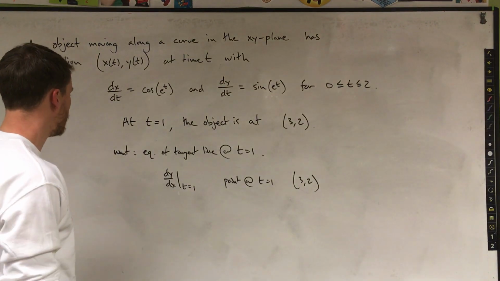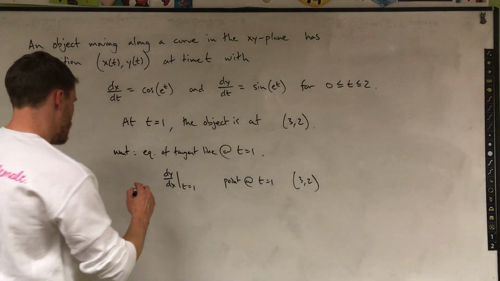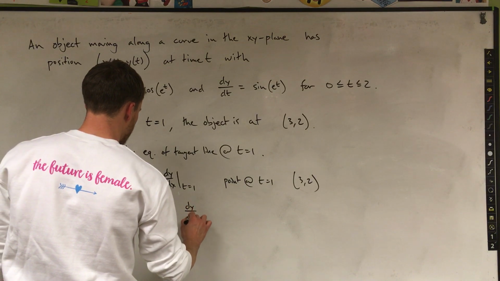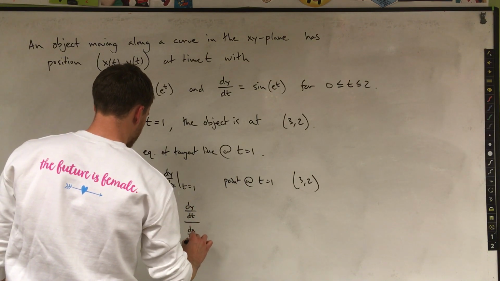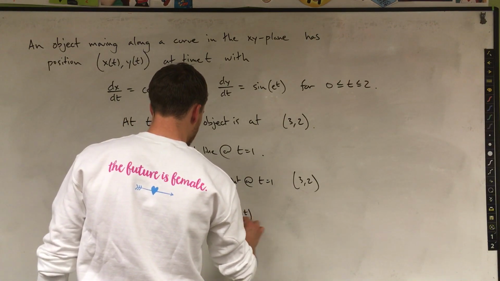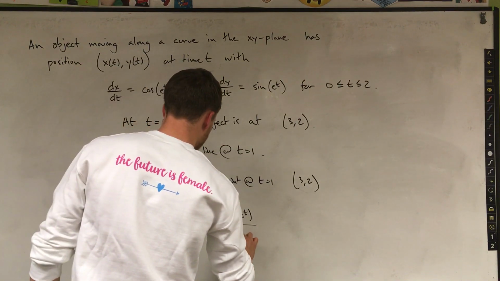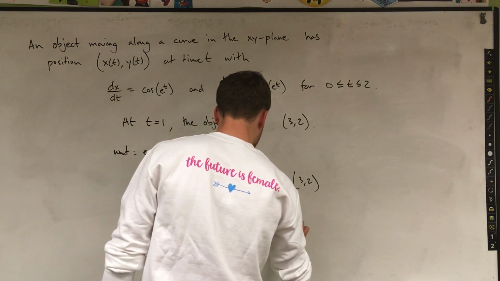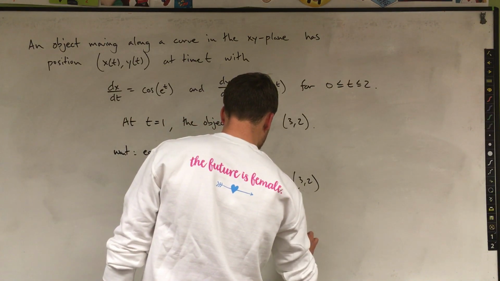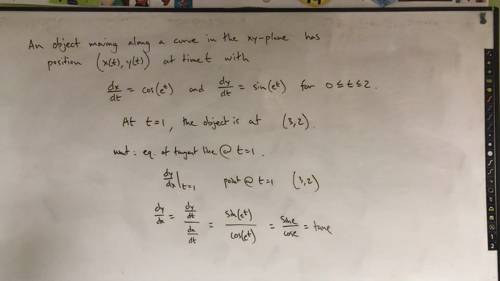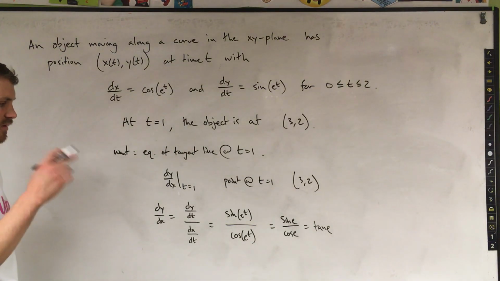Well, I don't have dy/dx, but I do have dx/dt and dy/dt, and I know in parametric equations that dy/dx is equal to dy/dt divided by dx/dt. So a formula for dy/dx would simply be sine of e to the t divided by cosine of e to the t. And if I want this at t equals 1, I can plug in 1 and get sine of e divided by cosine of e, which I could write as tangent of e. So that is the slope of the curve at t equals 1.